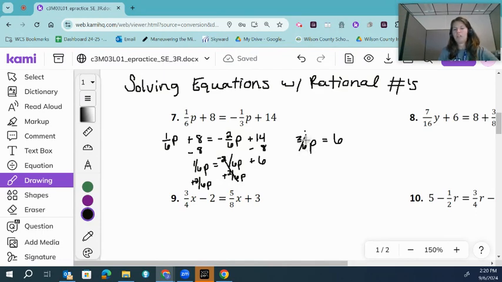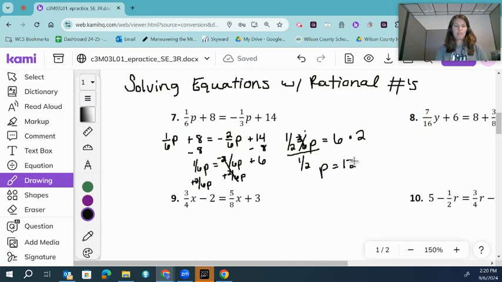This simplifies to 1/2. I'm going to divide by 1/2, which is the same thing as multiplying by 2. I'm going to multiply by 2 on the other side. So p equals 12. Then I'm going to go back and check my solution. With p equals 12, I'm going to use my calculator: 1/6 times 12 plus 8 equals 10.